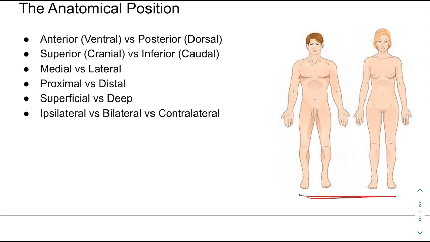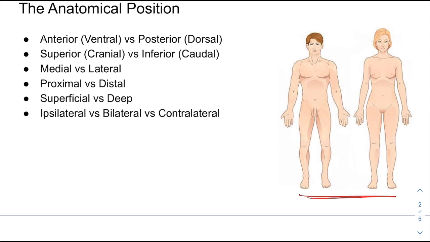Anyways, we have our first bit of terminology, the anterior versus posterior. So anterior or ventral means towards the front. So I would say that this man's nipples are anterior to his spine. And what do I mean by that? I mean that his nipples are further in front than his spine is. Posterior is the exact opposite. Posterior or dorsal means that it's towards the back. So I would say that this woman's spine is posterior to her lungs because her spine is behind her lungs.